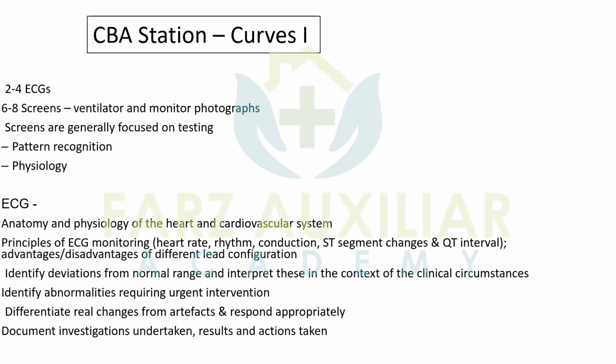First of all, there are three CBA stations. First is curves, second is imaging, and third is biochemistry. In station 1, curves, there are 2 to 4 ECGs and 6 to 8 screens which are related to the ventilator screen and monitor screen. So in total you can say 10 to 12 questions in this station of curves.